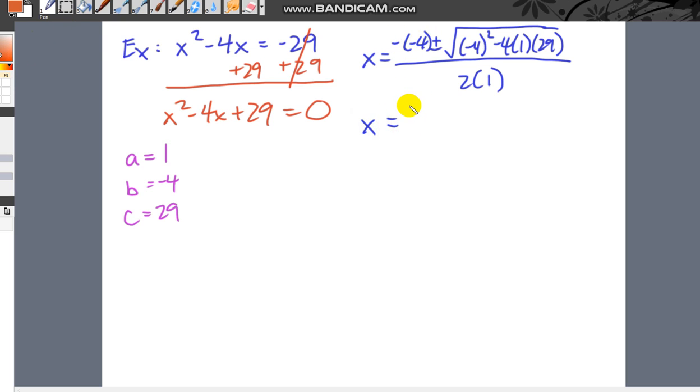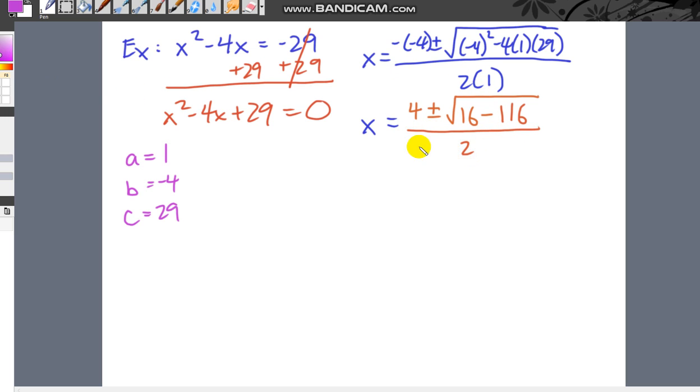Two negatives here become positive, so we have positive 4 plus or minus the square root of -4 squared. So -4 times -4 is going to be a positive 16. So we have a positive 16 right here. Then we're going to subtract 4 times 1, which is 4, and then 29 times 4. 29 times 4 is going to be 116. So we replace it with 116 here, and then we divide this by 2 times 1, and that's 2.